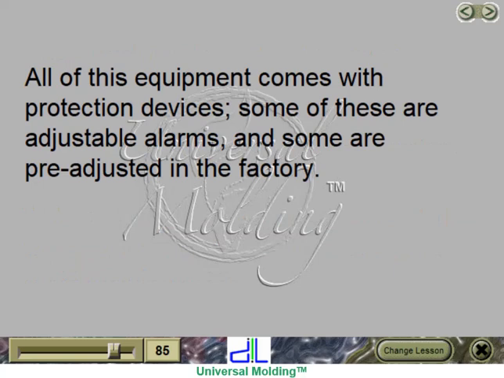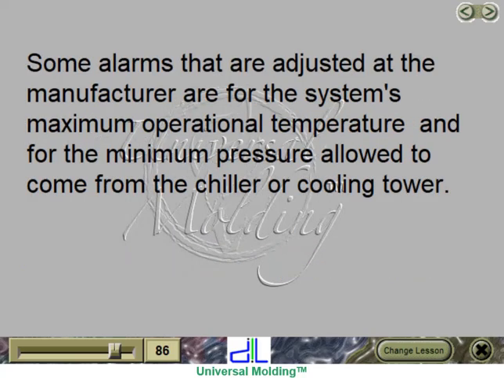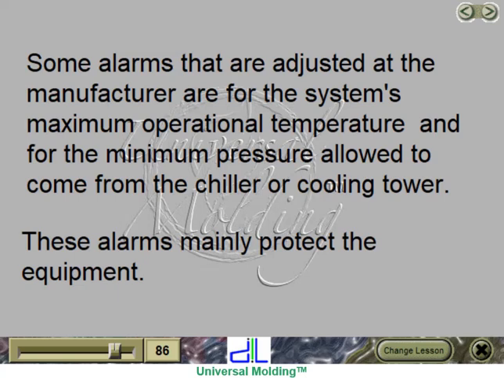All of this equipment comes with protection devices. Some of these are adjustable alarms, and some are pre-adjusted in the factory. Some adjustable alarms are temperature limits and pressure limits. Some alarms that are adjusted at the manufacturer are for the system's maximum operational temperature and for the minimum pressure allowed to come from the chiller or cooling tower. These alarms mainly protect the equipment.